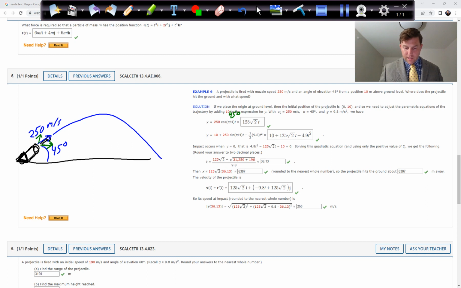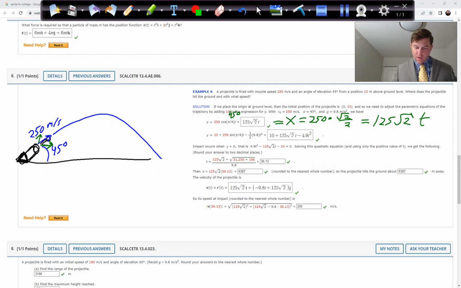So this is really like x equals 250 times square root of 2 over 2. This 2 will cancel with 250, so it's 125 square root of 2. And then with a t in front of it. So the original equation had the initial velocity, cosine of the angle, and t. Okay, and then we'll do the same thing with sine.